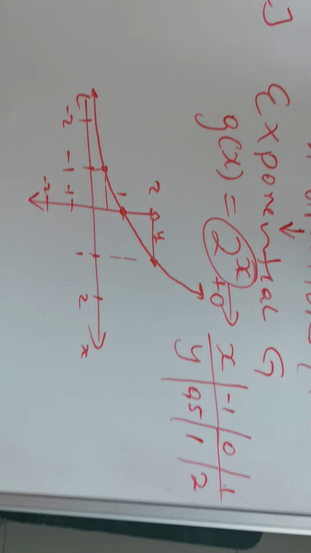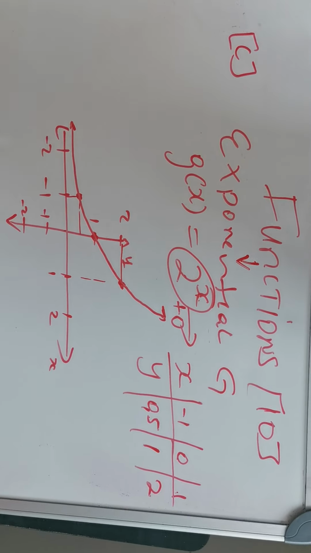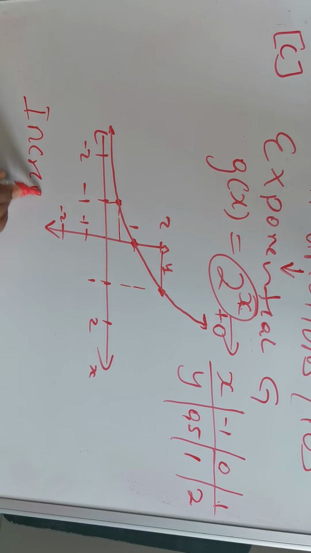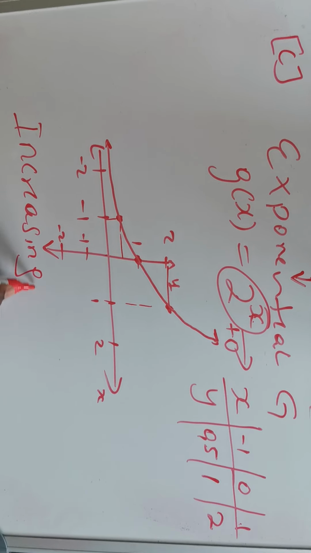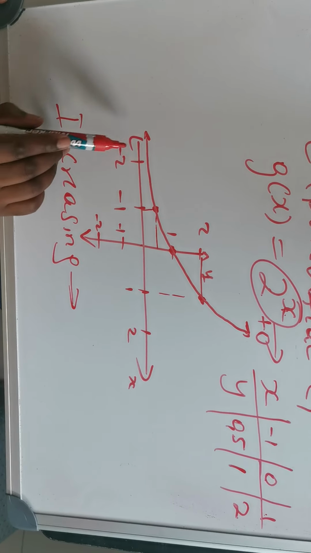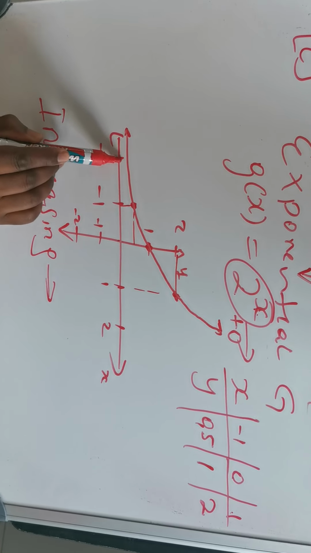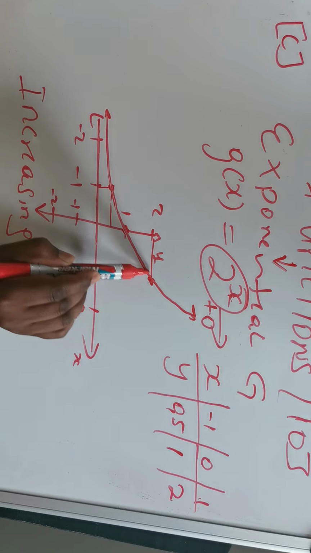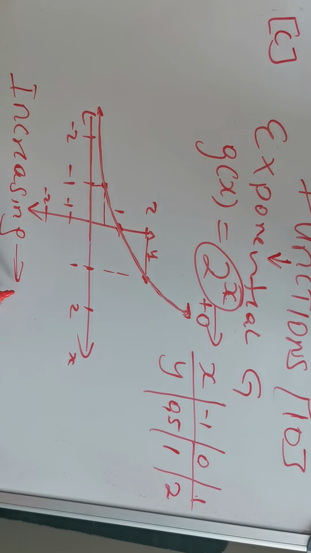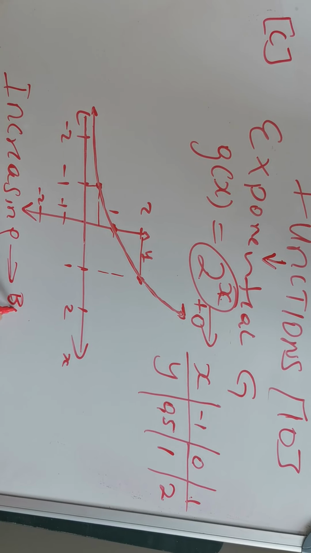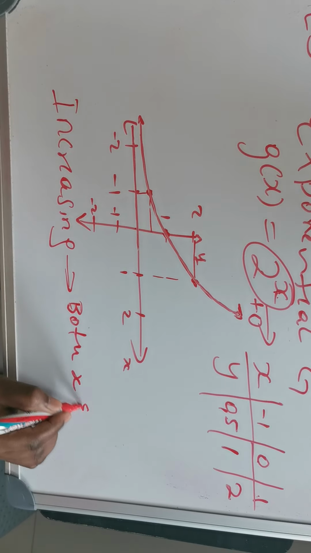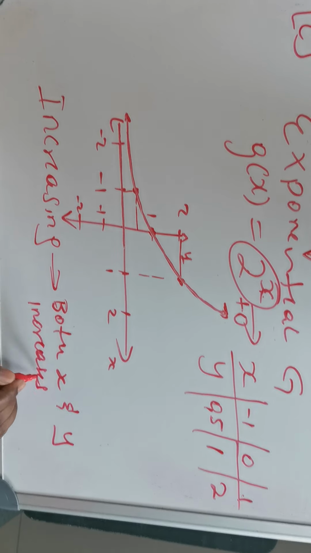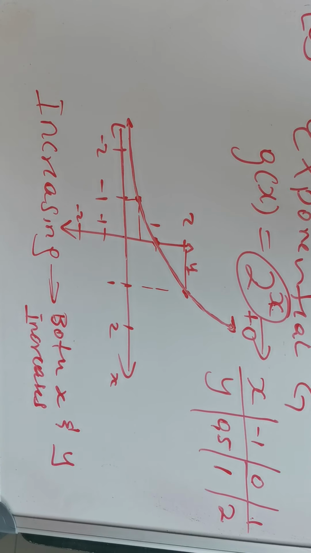So this means this graph is increasing. This is what we call an increasing function. Why are we saying this one is increasing? As you can see here, as x increases, your y is also increasing. So this is increasing because both x and y increase. Okay, this is very important.